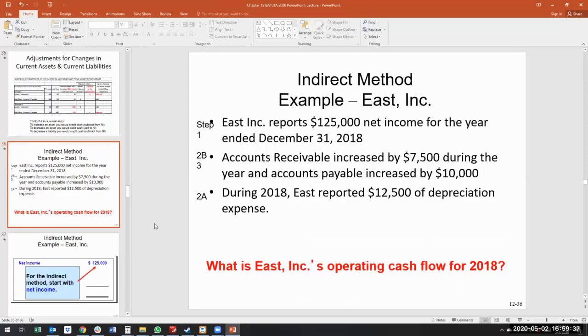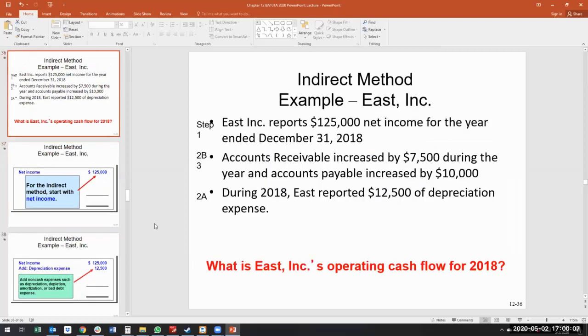So we can ask ourselves here, these are the kind of questions you'll get on the exam. East reports $125,000 in income for the year. And if accounts receivable increased by $7,500 during the year, and accounts payable increased by $10,000, and we had $12,500 in depreciation, what's our operating cash flow? I'm not going to ask the class to do this yet. We'll just go through this example. This is the kind of thing I would expect to test you on.